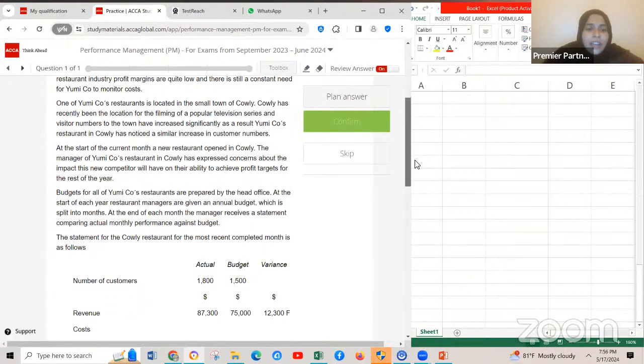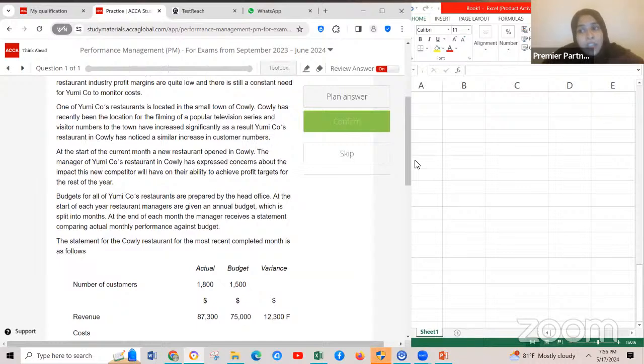At the start of the current month, a new restaurant opened in Kavli. Now, they're getting competition. The manager of Yumiko's restaurant in Kavli has expressed concerns about the impact of this new competitor. He's worried about the effect this competitor coming in will have on the ability to achieve profit targets for the rest of the year.